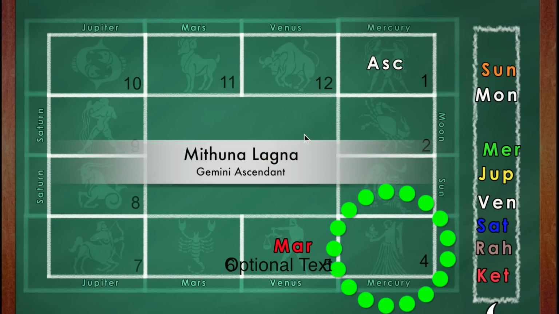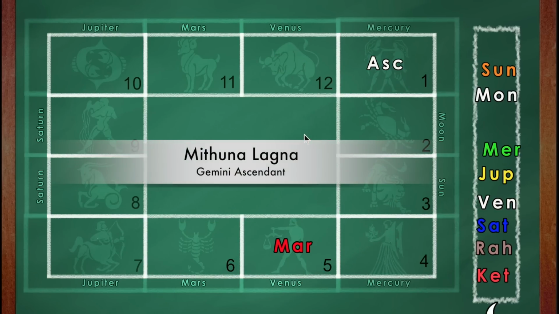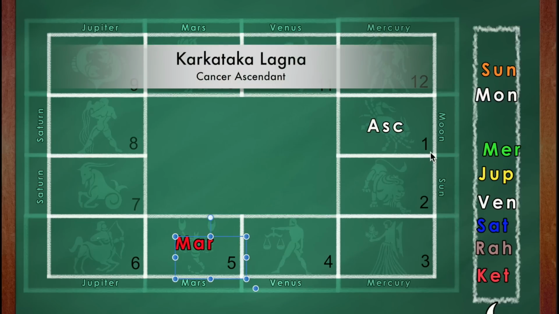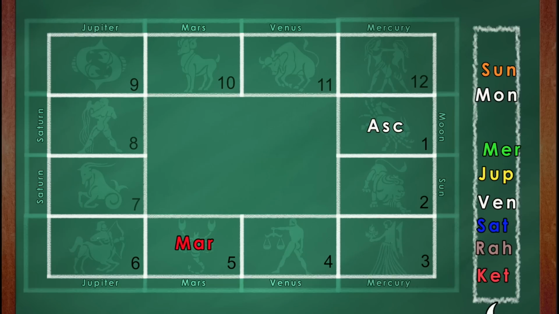This one is Mithuna Lagna, Gemini ascendant, and Mars is in the fifth house. Mars is in the sign of Venus. Whenever you see Mars in the sign of Venus, you should expect more of the positive side of Mars being in the fifth house to be expressed. This one is Cancer ascendant, Karkadaga Lagna, and Mars is in its own sign. And therefore, you can confidently say that Mars is surely going to exhibit more of the positive side of Mars being in the fifth house.